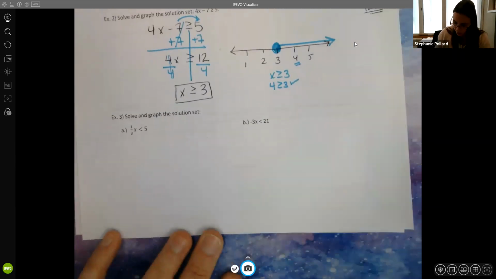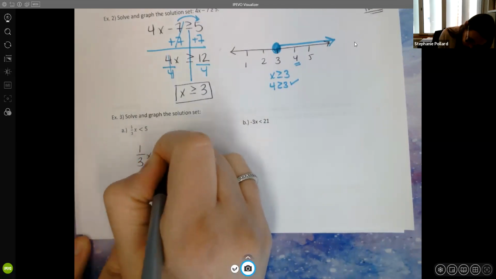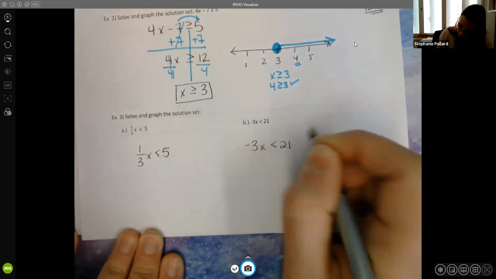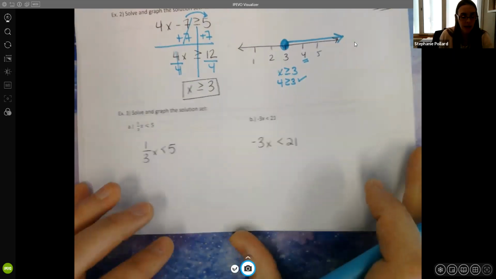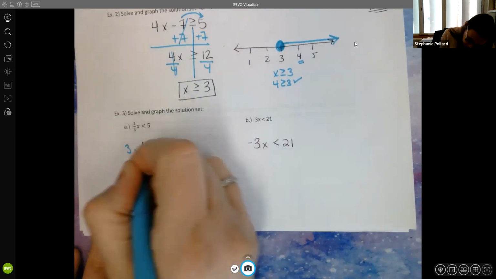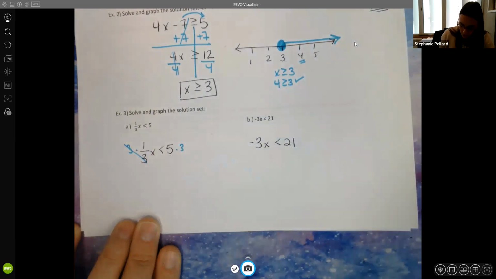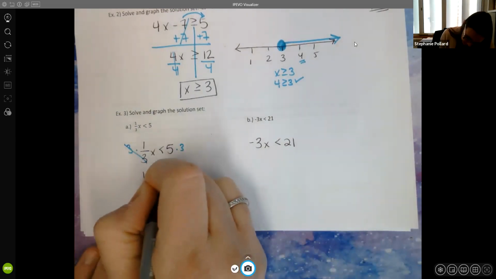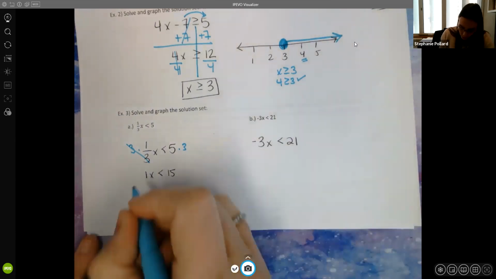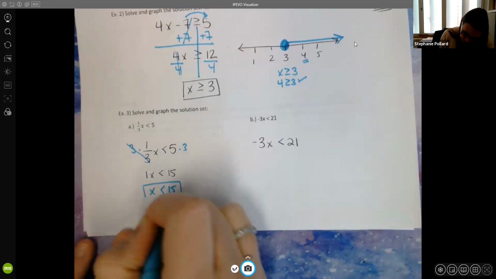All right, let's try a couple more. Now here I have a fraction, but that's okay. How would you cancel a fraction? I could cancel it by multiplying. If I multiply by 3 on both sides, that would cancel it out, using that common denominator. So I'm left with just 1x is less than 15. There's nothing wrong with multiplying by a positive. Now 1x is just x, so my answer here is x is less than 15.